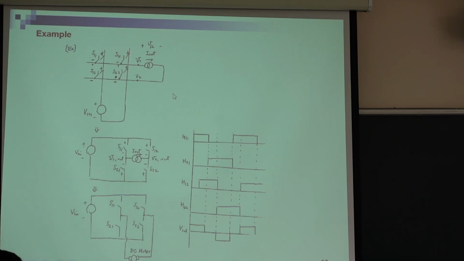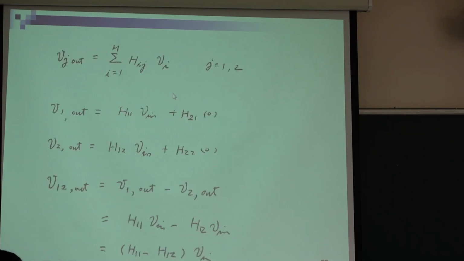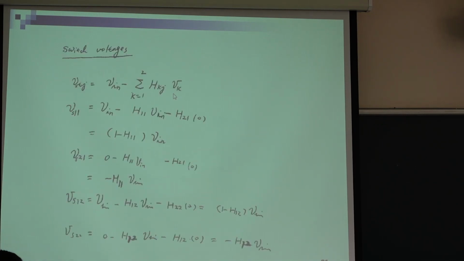So now we calculate VS21. So it is 0 minus V1. What is V1? H11 Vin plus H21 0. This is V1. 0 minus V1. So here. So what is the voltage across S21? Is it positive or negative? This is always positive, positive. This is always positive, but we have negative here. So this is always what? Negative. Okay.